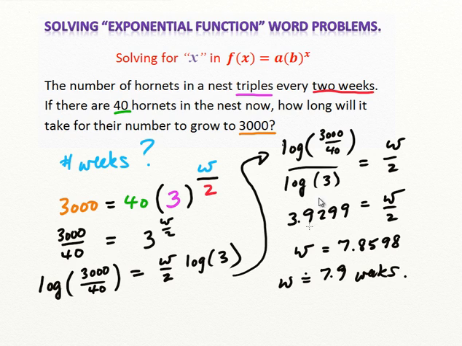But the important thing was that we had to be careful with the exponent. The exponent was represented as a fraction because they used the word triples. You might get the word doubles. And they gave us the rate, how long it takes for that tripling to happen. So if they do that, put it in the denominator and then just go ahead and solve normally.